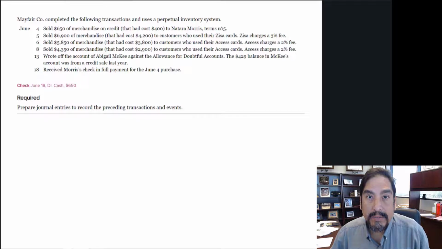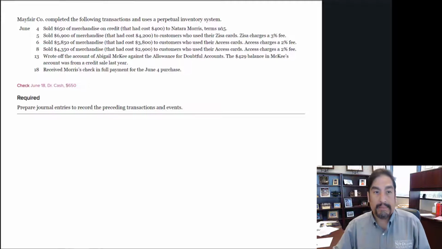This is the Chapter 7 in-class problem. We completed the following transactions and we used a perpetual inventory system. On June 4th, we sold $650 of merchandise that cost us $400 to Natara Morris, terms net 15.